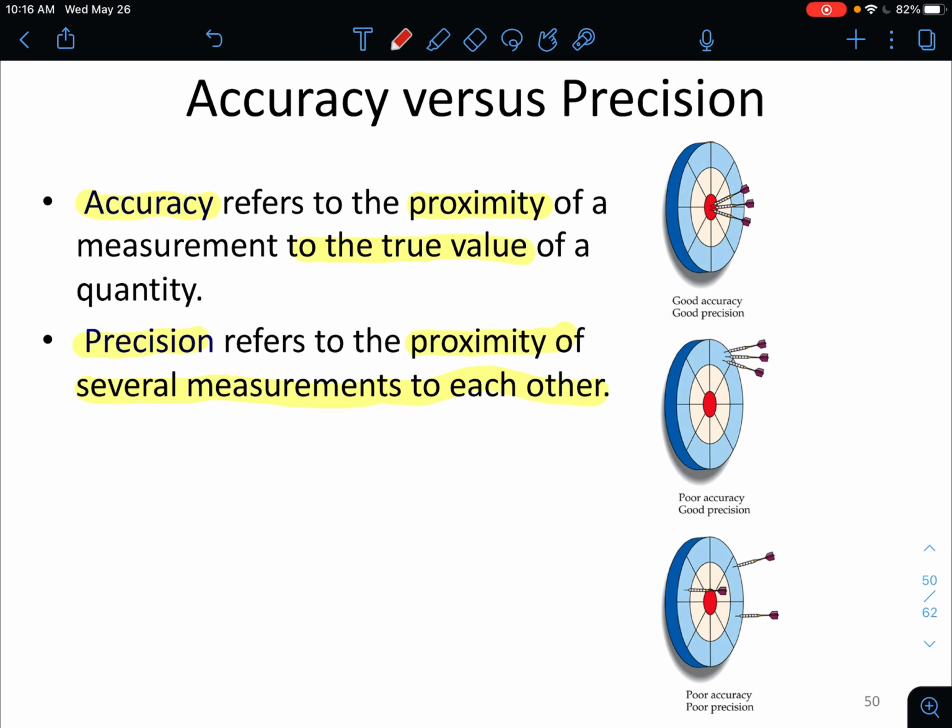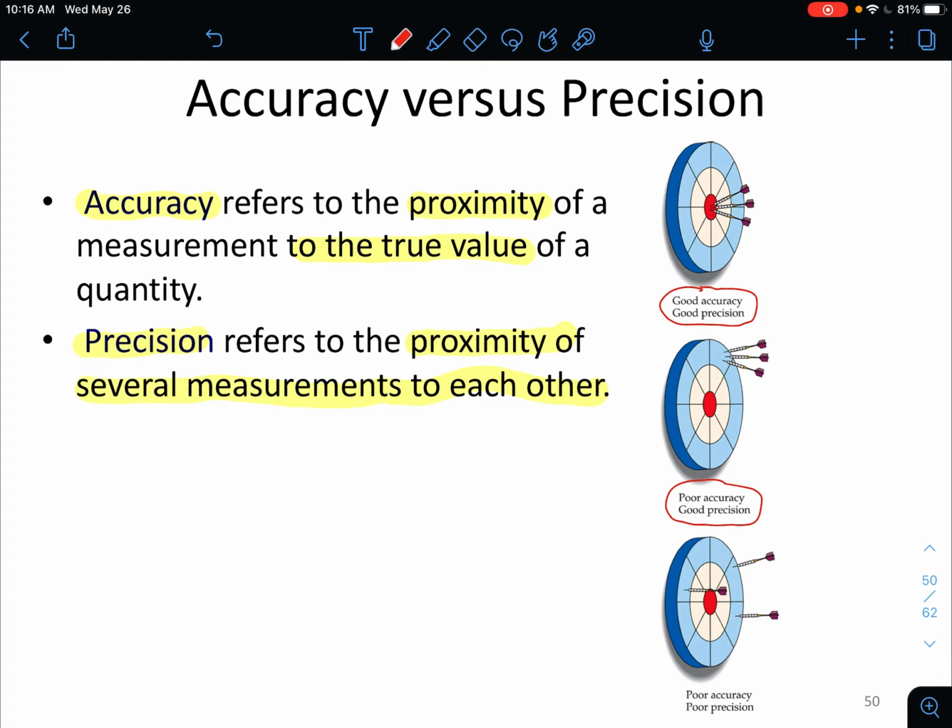The first example is showing a case of good accuracy and good precision. Each dart is near the bullseye, but the collection of darts are also near each other. So each individual throw is accurate because it hit the bullseye, and the collection of data is precise because they're all together. Remember, precision doesn't tell me about proximity to the true value, just proximity to each other.